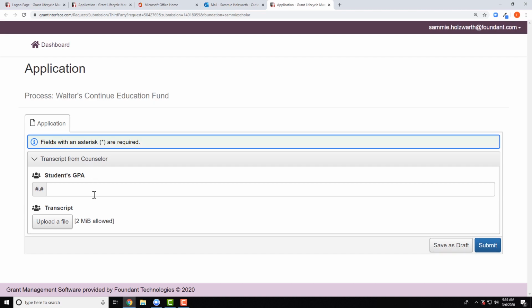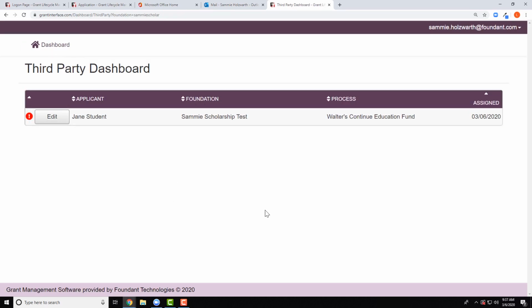If our third-party recommenders are common recommenders, much like our counselors, they will also have a third-party dashboard. In this dashboard, they will be able to keep track of all of the students who have requested information from them and to be able to manage their task list right from within the system.